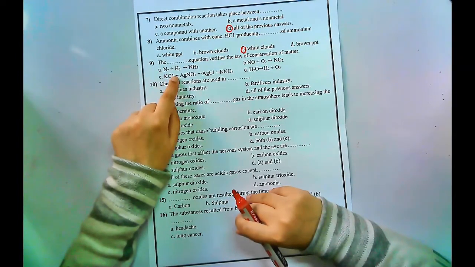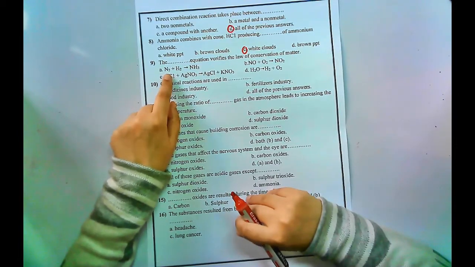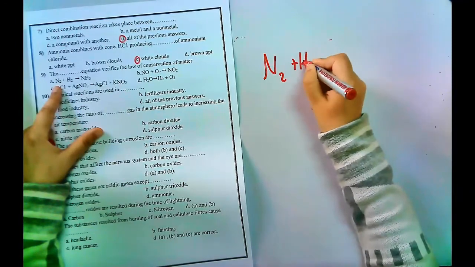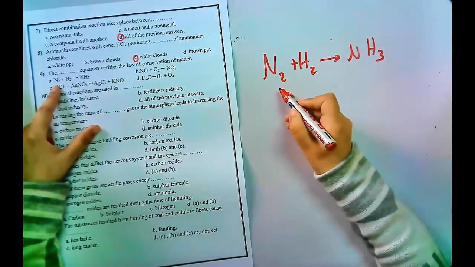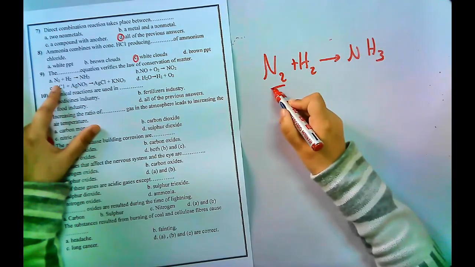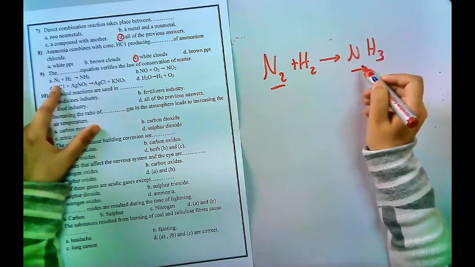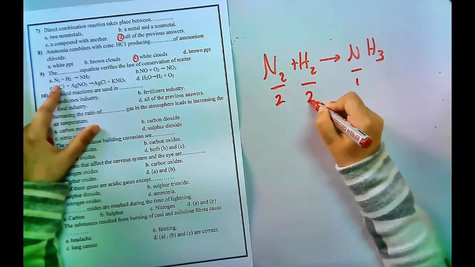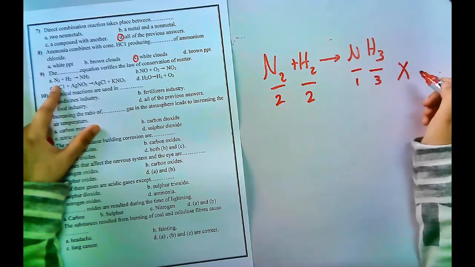Which equation verifies the law of conservation of matter? If we look at the first one, it's written like this: N2 plus H2 gives NH3. Here there are two atoms of nitrogen, but here it's only one. Here 2 and here 1. Hydrogen 2, but here 3. So this is wrong. This equation is not balanced.